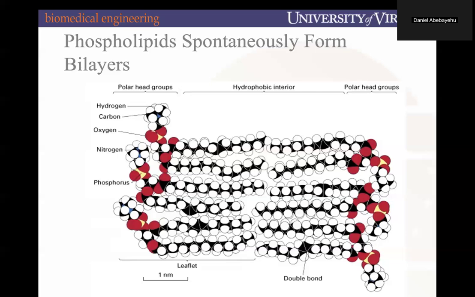But before I move on, I'm going to stop for a couple of questions here. Yes. Does each phospholipid have its own alcohol group?